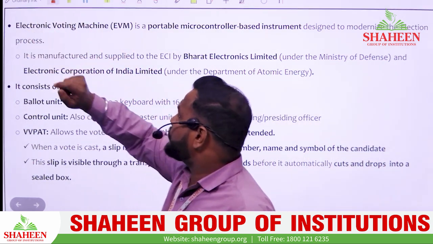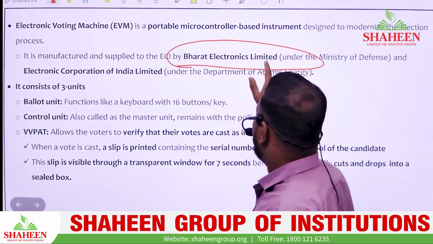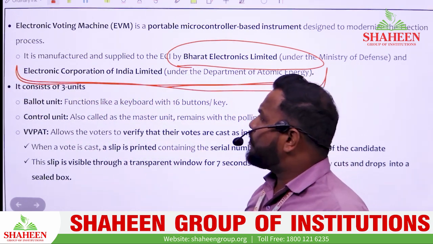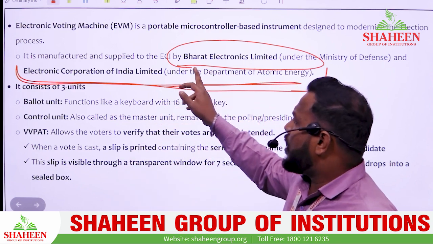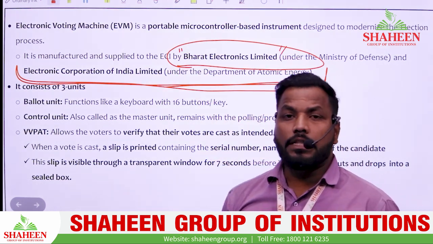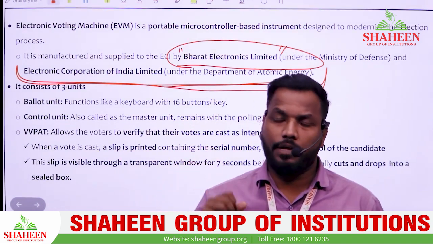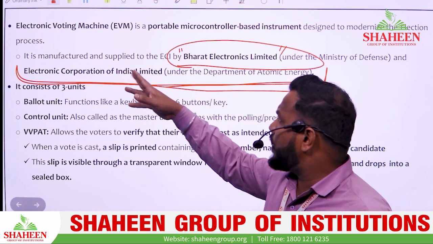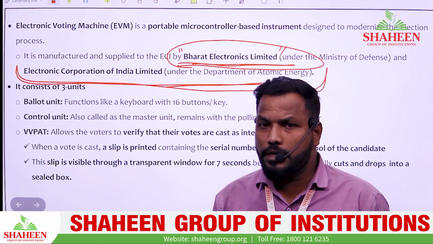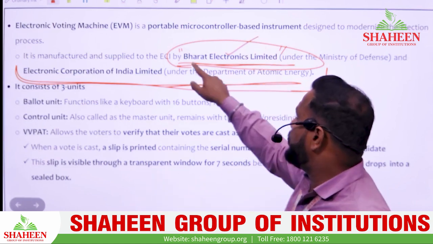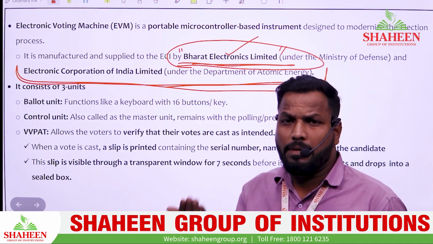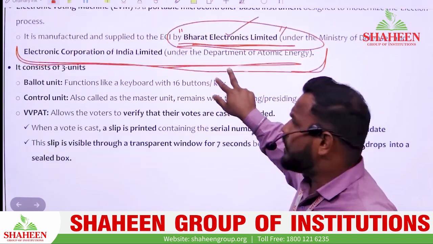Believe me, the possibility of questions from this area is high. Try to remember the facts whenever things are involved with the Government of India. Whenever something is prepared or manufactured by an organization that is purely a part of the government, there can be a possibility of questions on such areas. BEL is a central government unit, a public sector unit, so a question may be asked on this area.